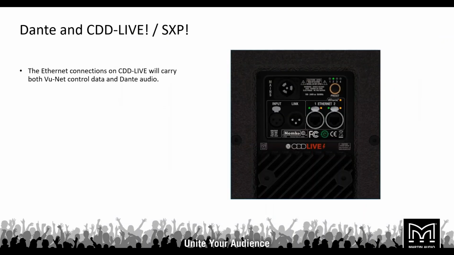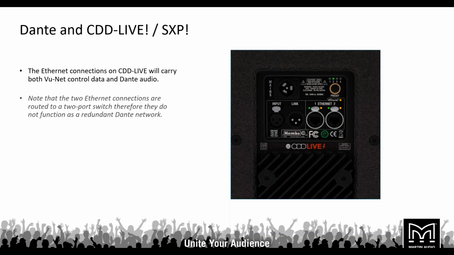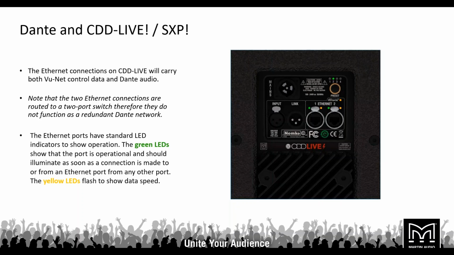So just quickly about the back panel of the CDD-LIVE. As I mentioned, the Ethernet connections on CDD-LIVE will carry both VNet control and Dante audio. It's worth noting that the two Ethernet connections are routed to a 2-port switch, therefore they do not function as redundant Dante. The Ethernet ports do have some LEDs though to show different operational states. So the green shows that the port is operational and should illuminate as soon as a connection is made. And the yellow is to show the data speed, it will flash. And then there's a little Dante LED as well, which will illuminate when a Dante feed is present on the network.